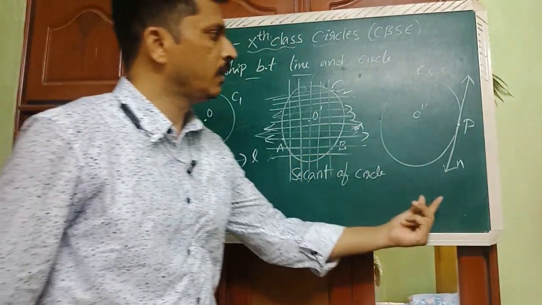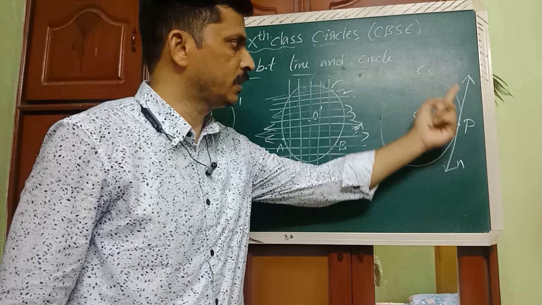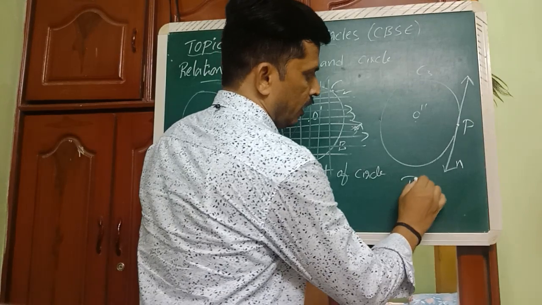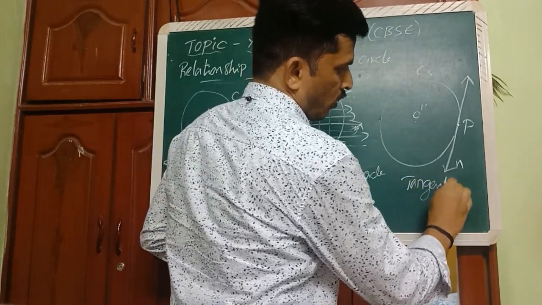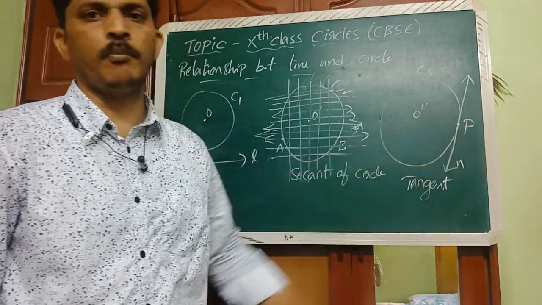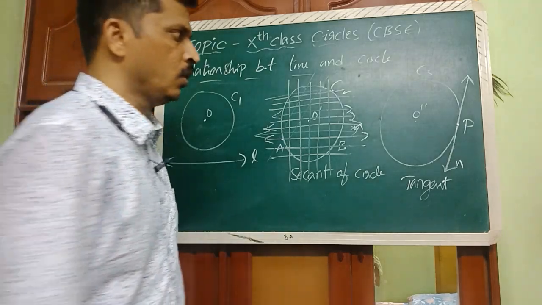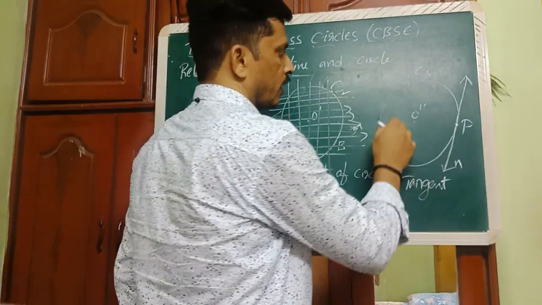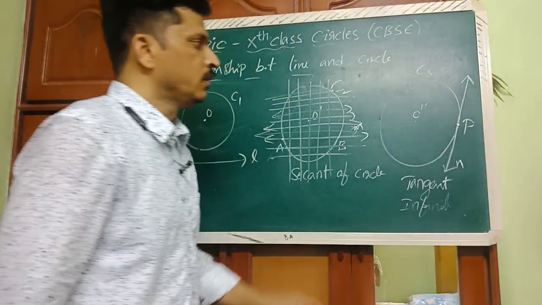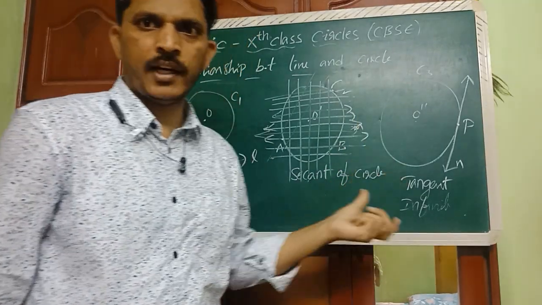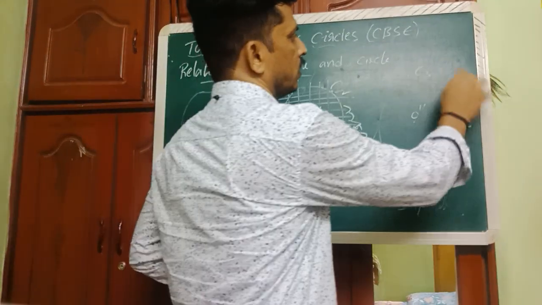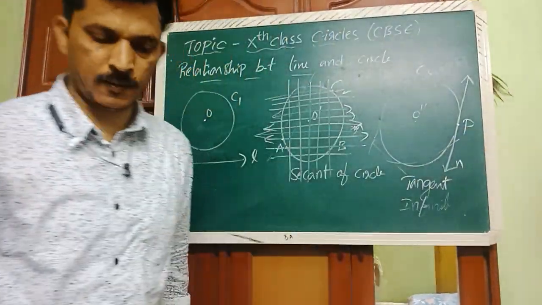If you observe here, a line N touches circle C3 at only one point. This is called a tangent of a circle. A line which touches the circle at only one point is called a tangent of the circle. How many tangents can be drawn on a circle? Infinite tangents. Why? Because the circle is formed with a collection of infinite points, and every point makes a tangent. So infinite tangents can be drawn in a circle.